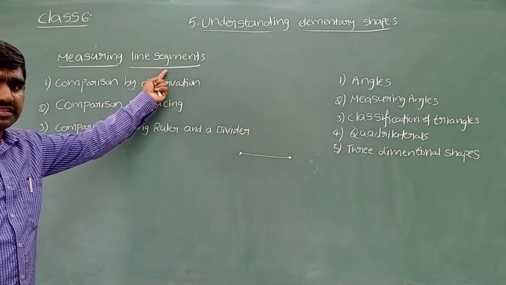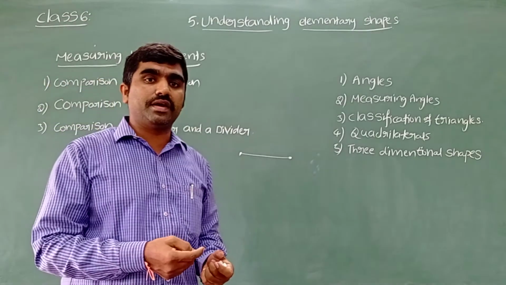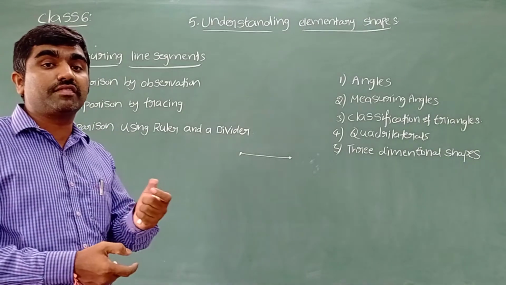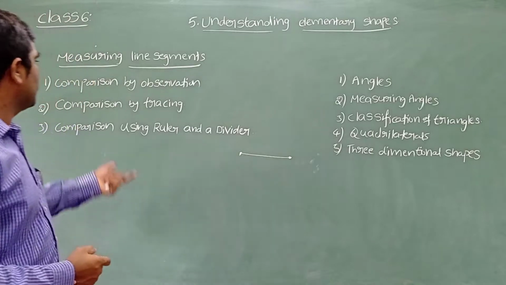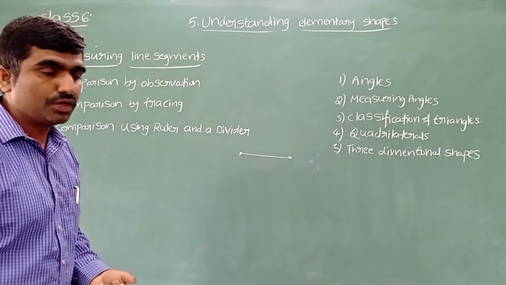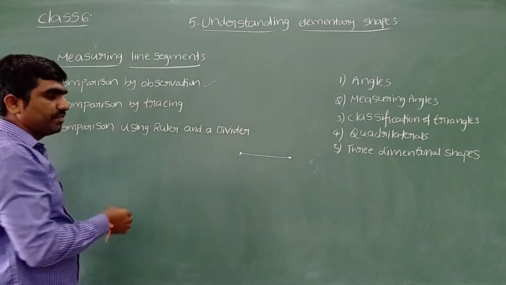How can we measure a line segment? There are different ways to measure a line segment. Now we will learn each and every method and decide which method gives us the accurate, exact length. One of the methods is comparison by observation. So how can we verify the length of a line segment by observation?